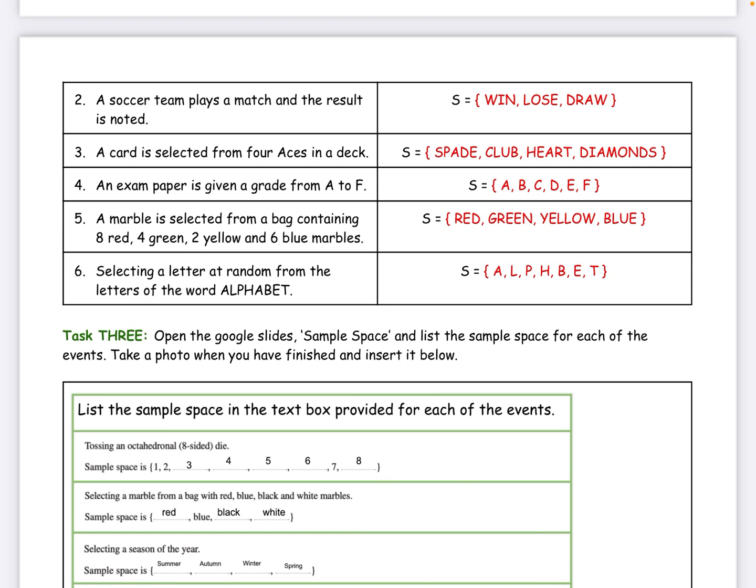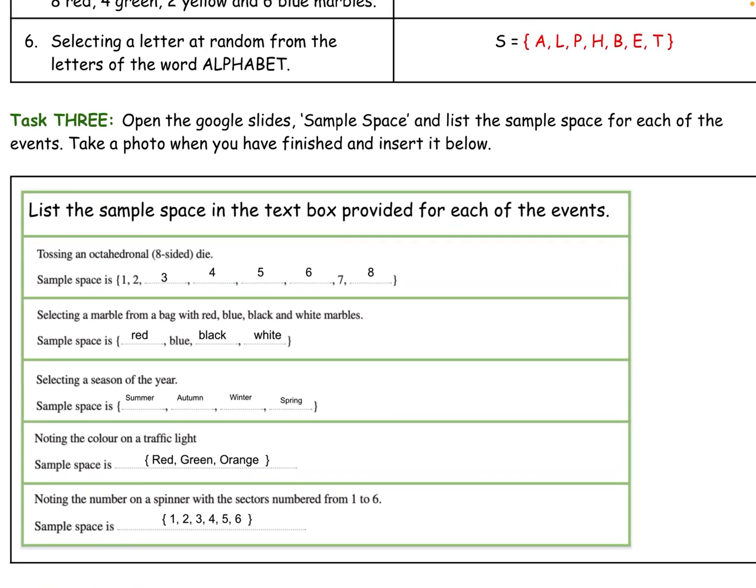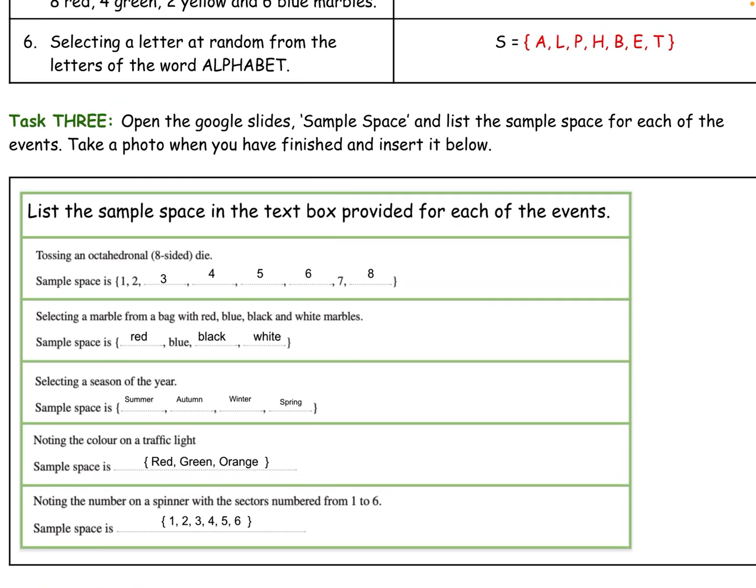Right, so I apologise. Alright, now task 3 wanted you to open the Google Slides and have a look at this one. So let's have a look at the answers and I'll explain them to you. And list the sample space for each of the events. So you have to do the same thing. So go and open the Google Slides when you get a chance. You can have this ready as you're going.